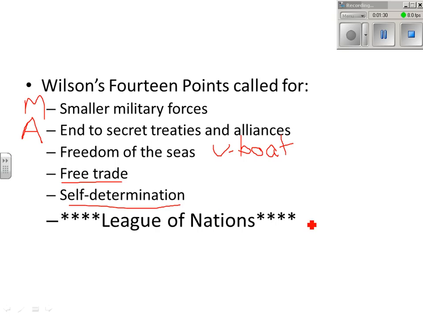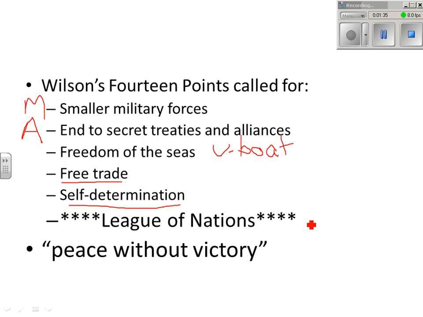And the final part, and the most important, obviously you can see from all my stars, was the League of Nations. This became Woodrow Wilson's big thing. He really wanted to see this organization be created. It was kind of the preview of the United Nations. It was a worldwide peacekeeping organization that would work with conflicting countries to try and come up with a peaceful resolution, kind of like our peer mediating system here in the middle school. And he felt that it would be able to achieve peace without victory, meaning we would be able to keep peace without actually having to use force and go to war.